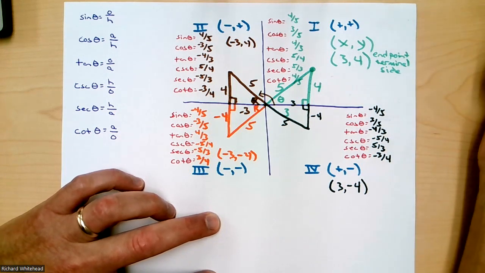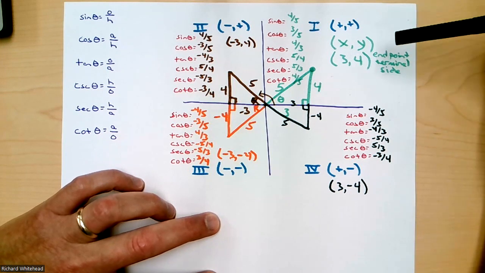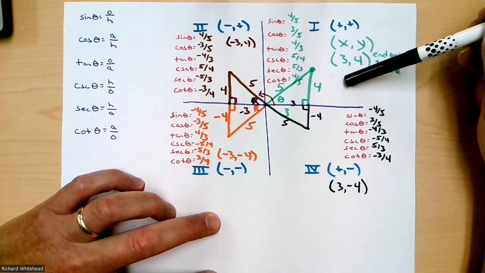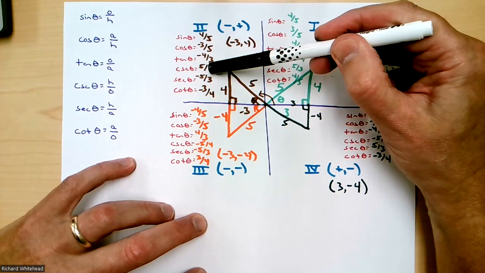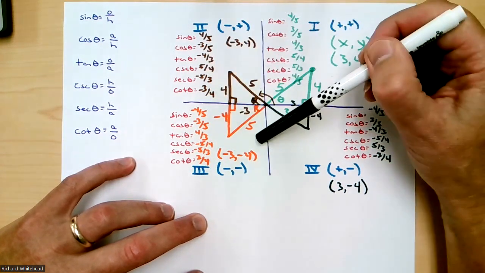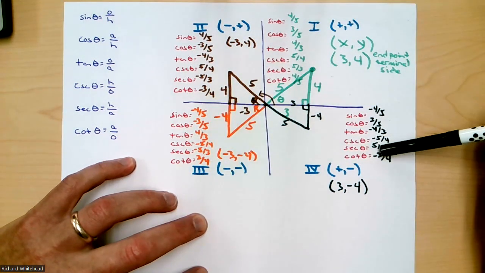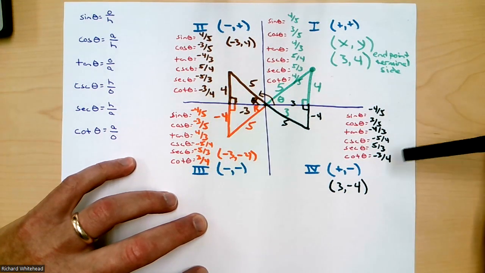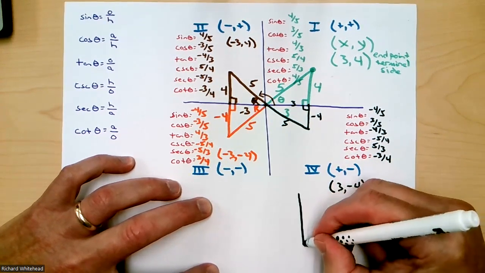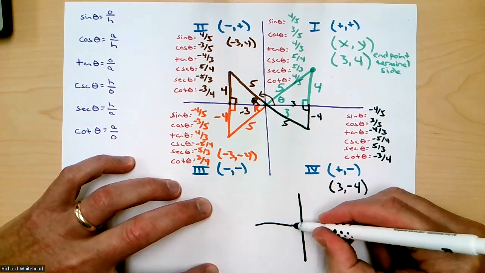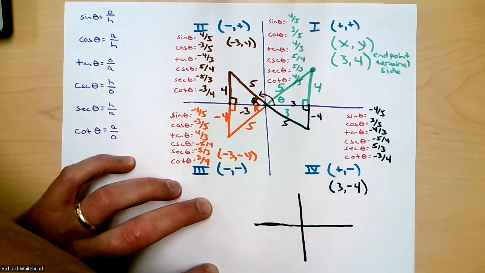So what this amounts to is a bunch of things we're going to get to. In the first quadrant, everybody was positive. Second quadrant, sine and its reciprocal were positive, everyone else is negative. Third quadrant, tan and its reciprocal positive, everyone else is negative. Fourth quadrant, cosine and its reciprocal positive, everyone else is negative. So here's what happens first. First thing, I strongly encourage you to just memorize this.